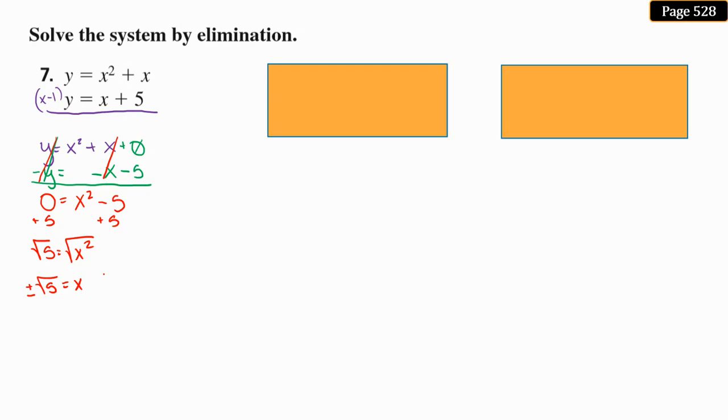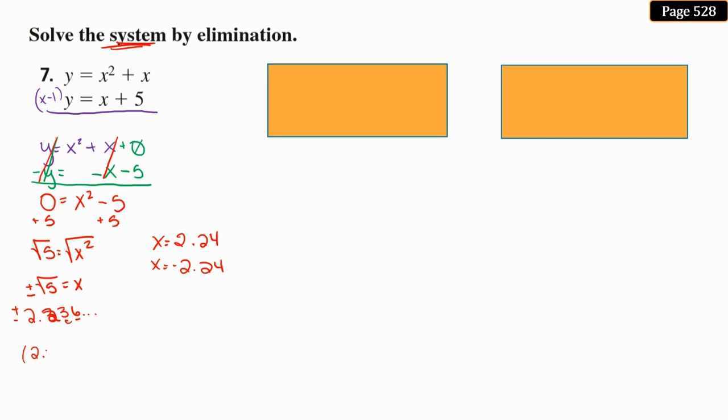If I look on my calculator and do the square root of 5, I get 2.236 and so on. So this tells me that it is going to round up. So my x is a positive 2.24, and my x is a negative 2.24. Now remember, we're solving a system, so we need an ordered pair.